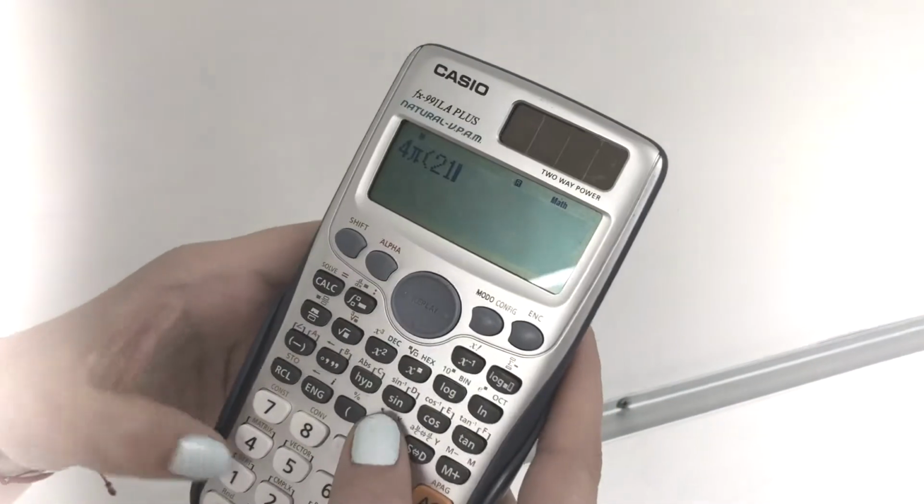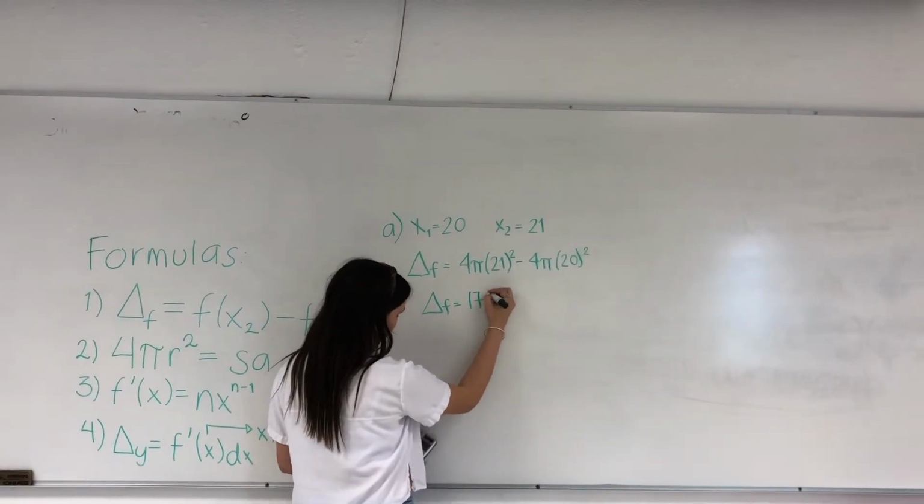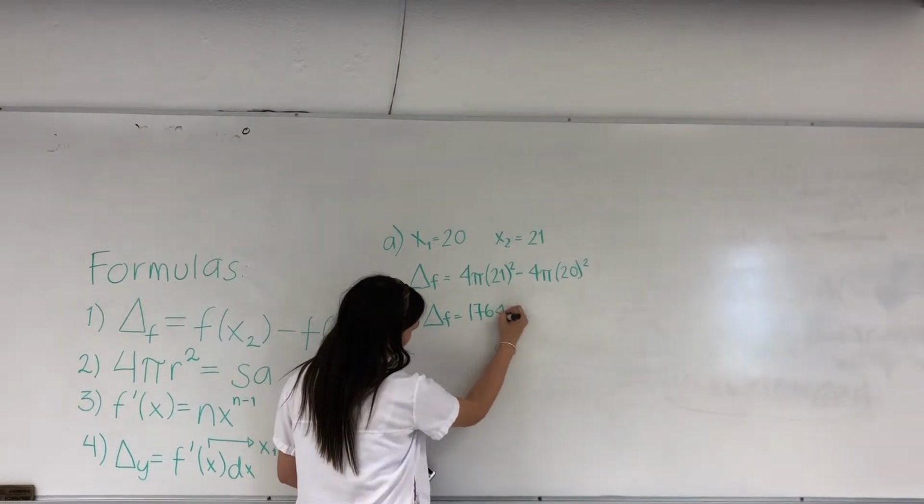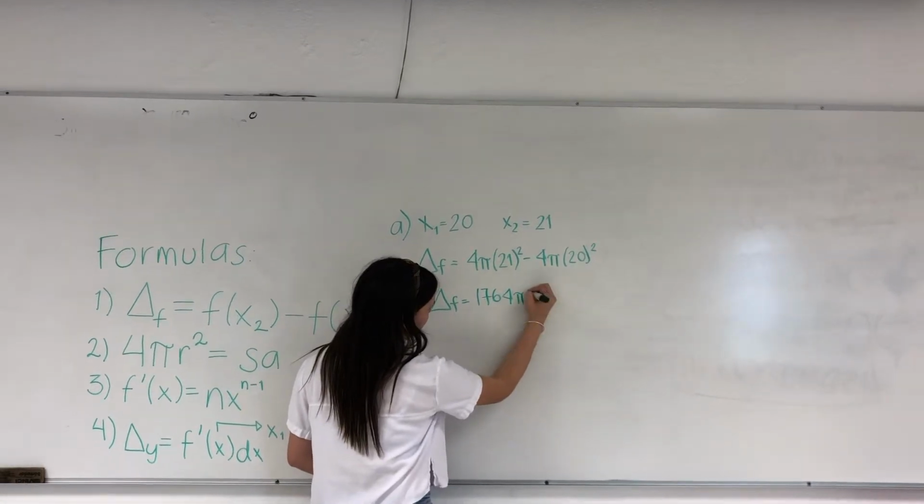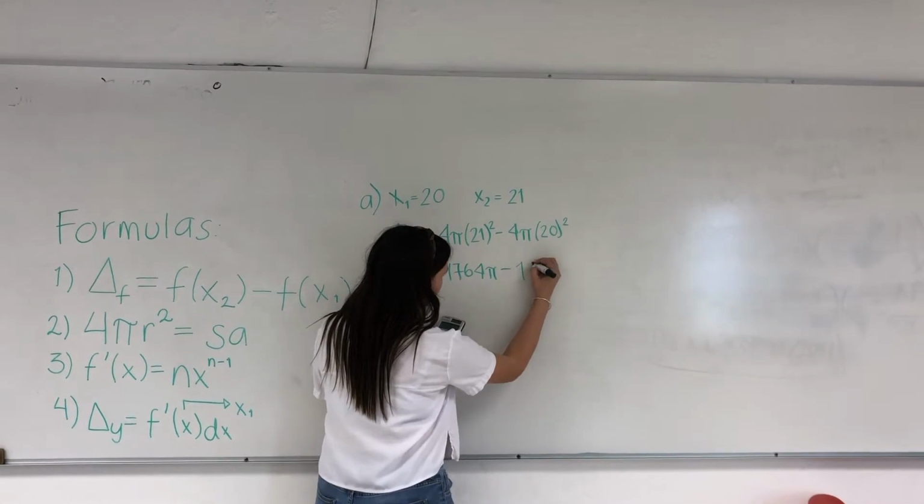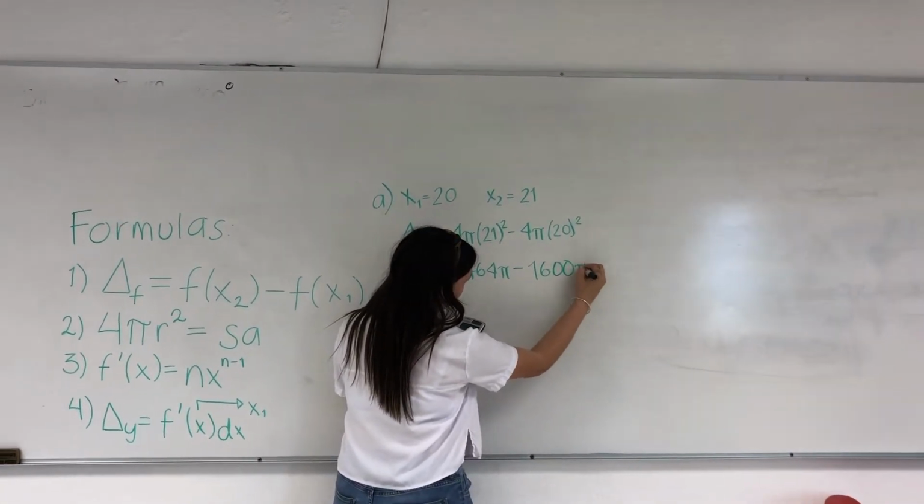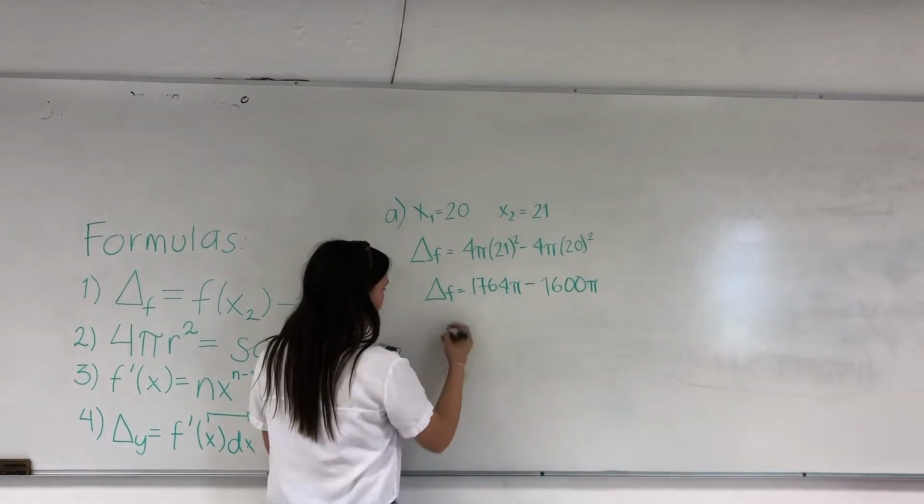After we plug our values into the calculator, we get that the answer for 4 pi multiplied by 21 squared is 1764 pi. For 4 pi multiplied by 20 squared on the calculator, the answer is 1600 pi.